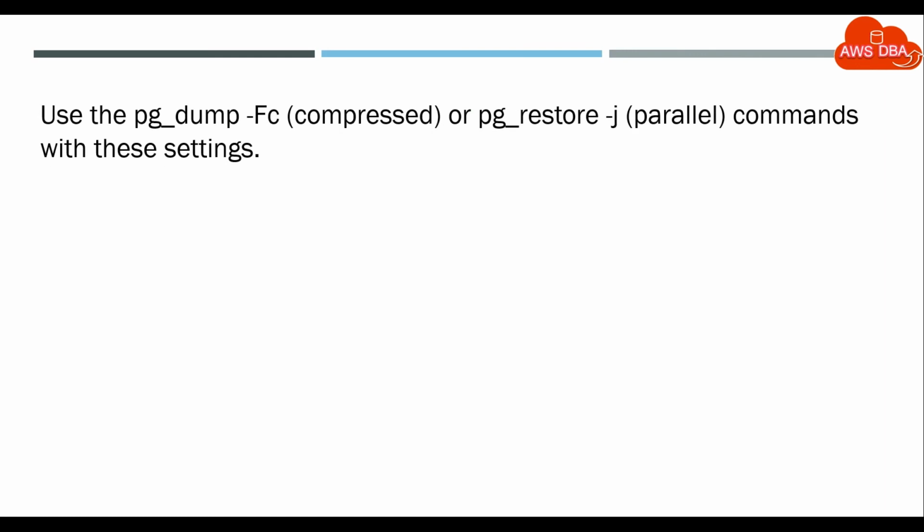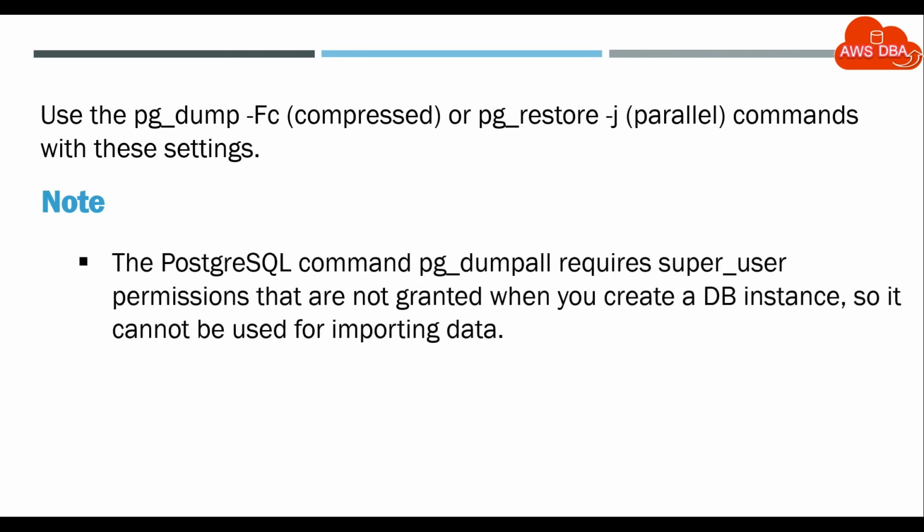Use the pg_dump -Fc (compressed) or pg_restore -j (parallel) commands with these settings. Note: the PostgreSQL command pg_dumpall requires superuser permissions that are not granted when you create a DB instance, so it cannot be used for importing data.